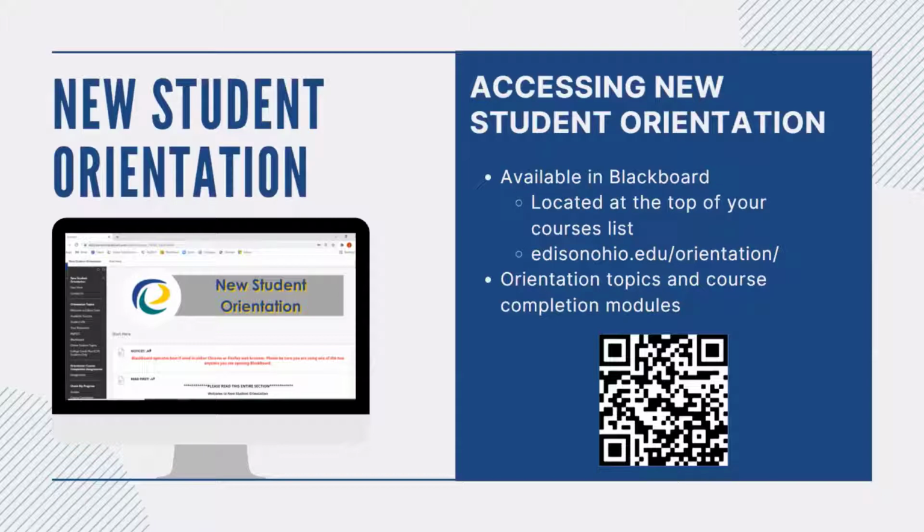If you need help accessing new student orientation, use the QR code on the bottom of the screen or go to edisonohio.edu/orientation for more information.